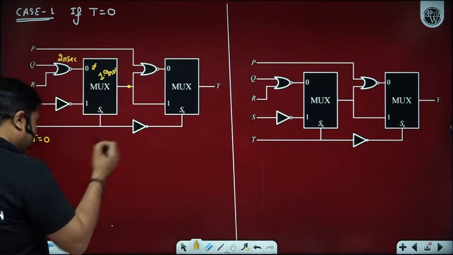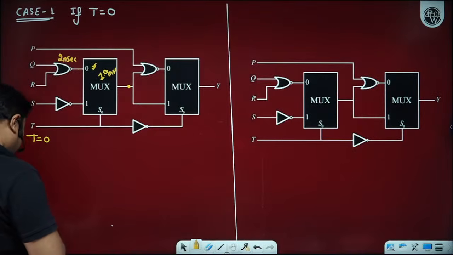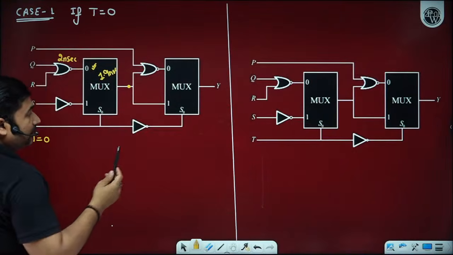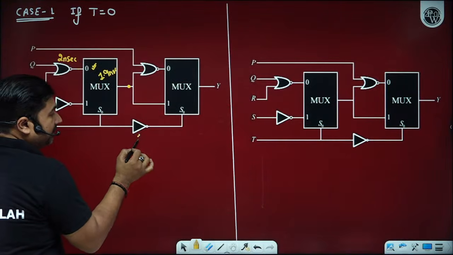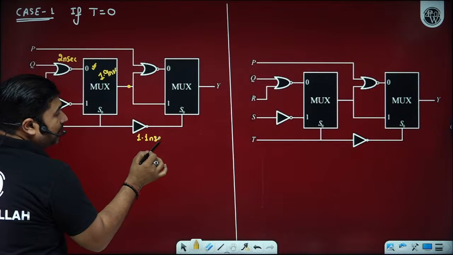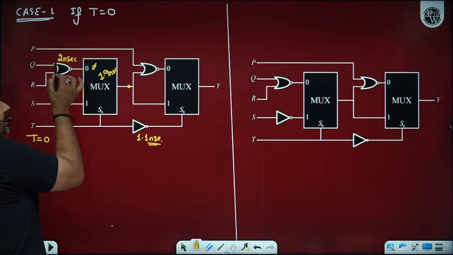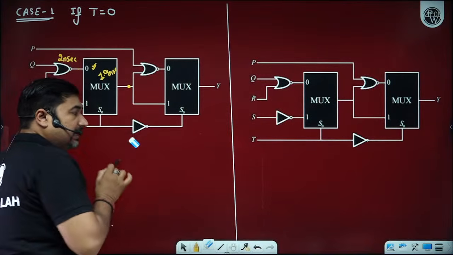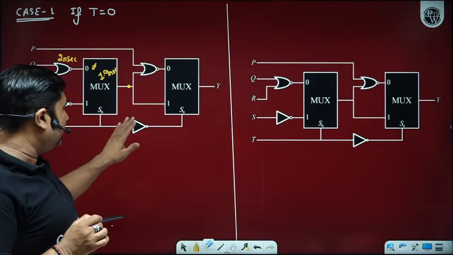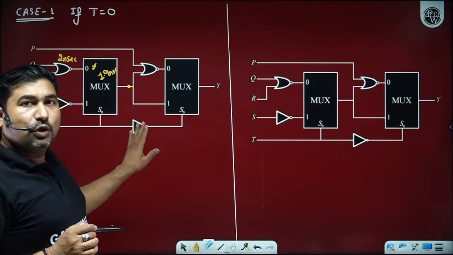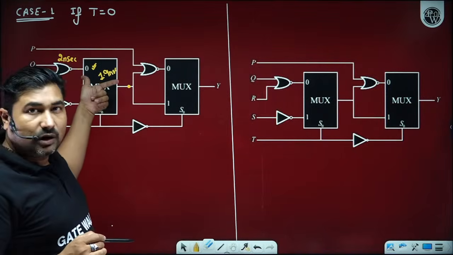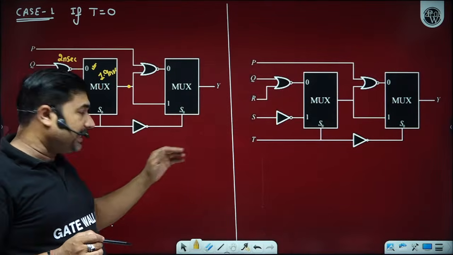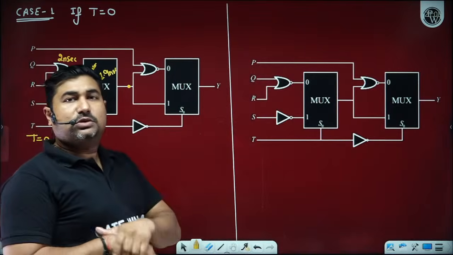Since there is one inverter and the time taken by the inverter is 1.1 nanosecond, this inverter will take 1.1 nanosecond, but this 1.1 nanosecond is within this 3.9 nanosecond. So we need not consider this 1.1 nanosecond again. Is it okay? Because the inverter delay is much lower compared to the NOR gate and multiplexer delay. So if you are waiting for 3.9 nanosecond, automatically this inverter output is also available.